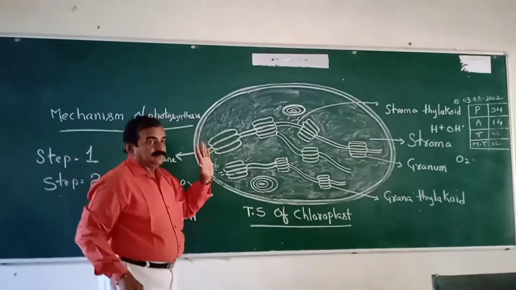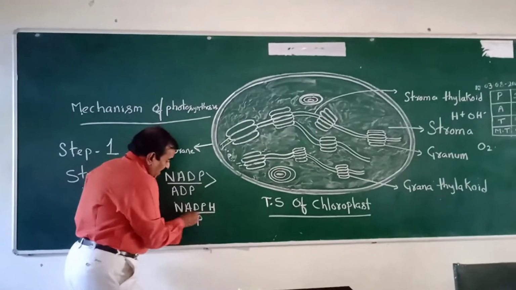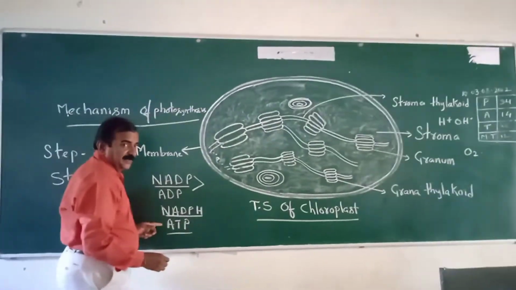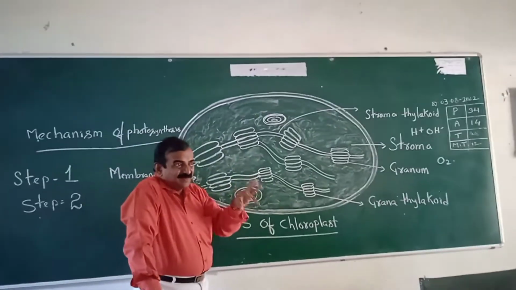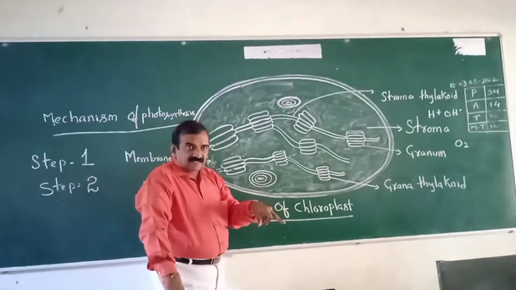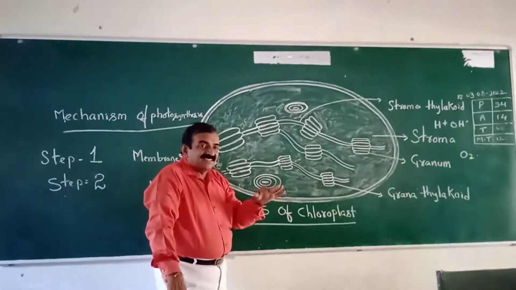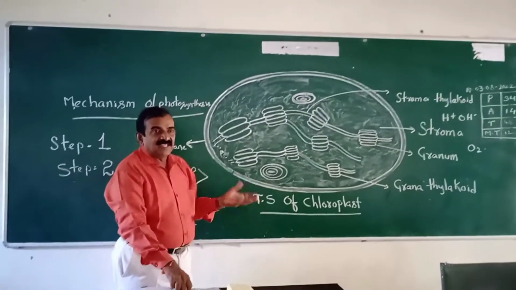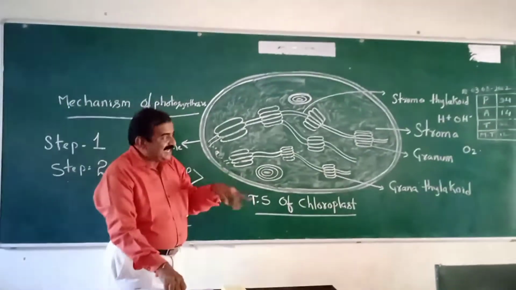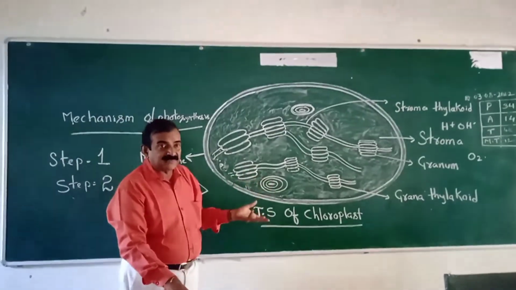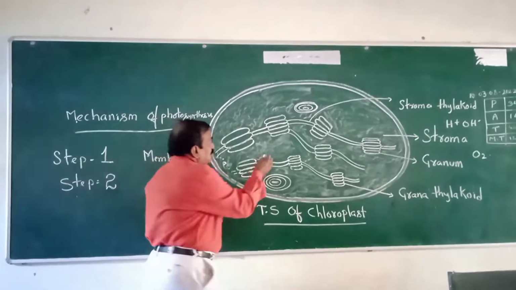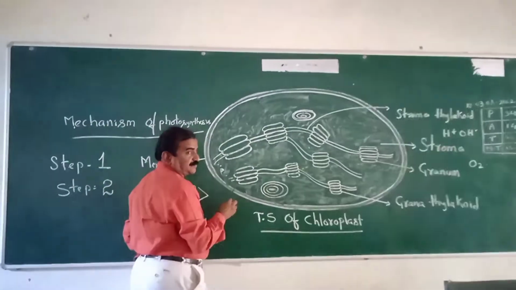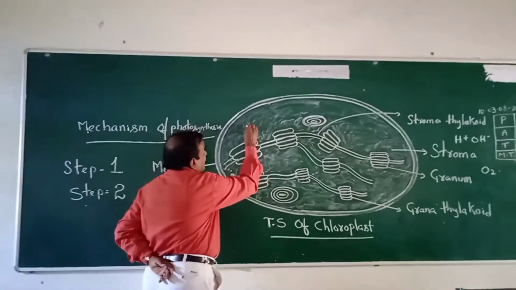Next, so energy molecules are formed, NADP, ATP. Again, dark reaction does not mean this reaction takes place in the dark. So this reaction does not require what? Light. Light is not required. So in the absence of light also, the second step takes place. That is dark reaction. So here you see, this is the stroma. Stroma consists of what?